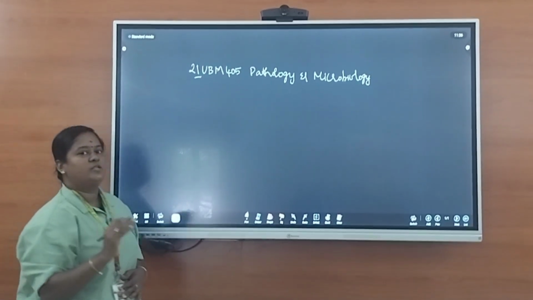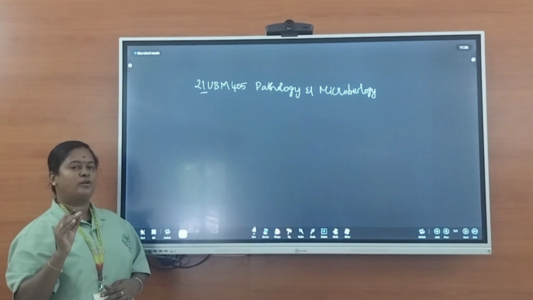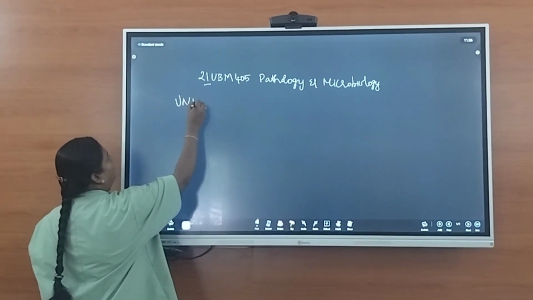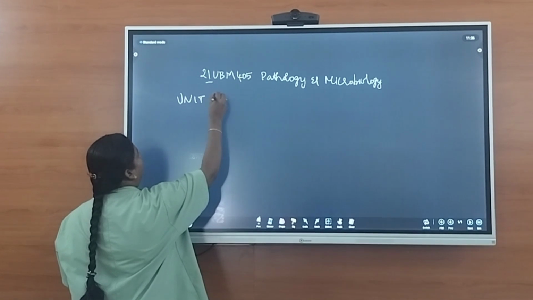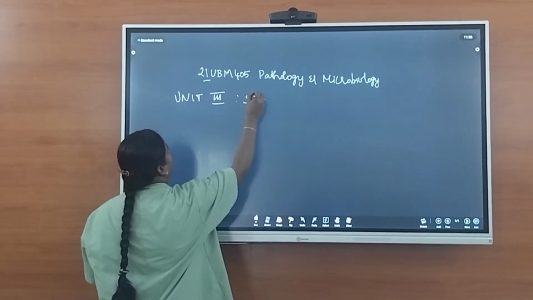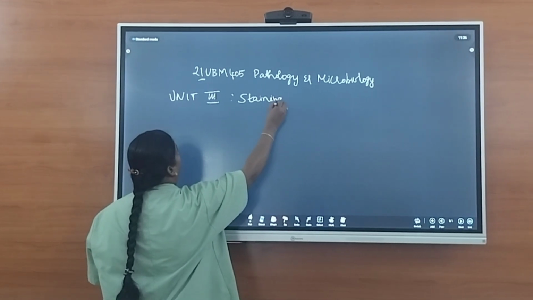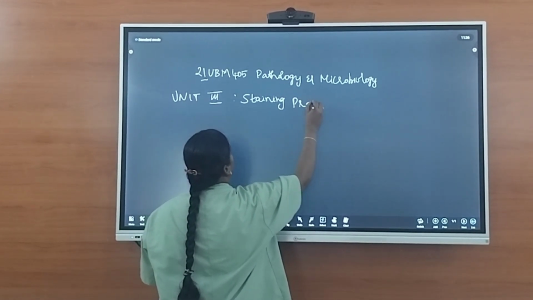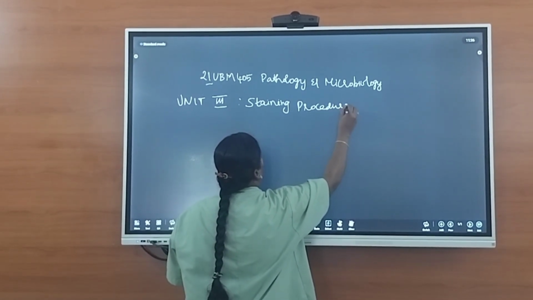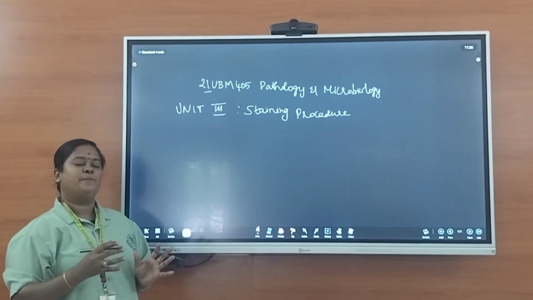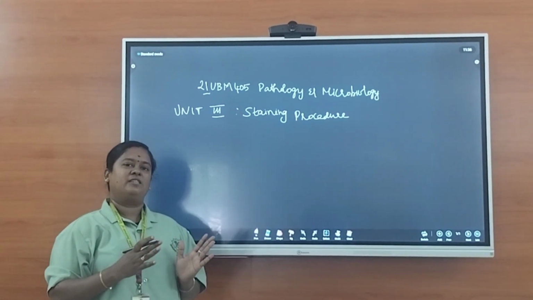So in that subject, in the third unit, we are going to talk about staining procedure. Under unit 3, we have a topic called staining procedure. So we are going to discuss what is staining and how this procedure is followed. Staining procedures should be followed for the bacteria, to identify the bacteria.